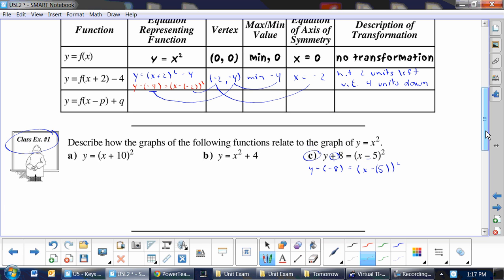So they ask us to describe. When a question asks you to describe a graph, that means they need you to tell us in words. So when it's in this form, it's super easy. You know, it's vertical translation 8 units down, horizontal translation 5 units left, or right, sorry. 5 units right, because it's a positive here.